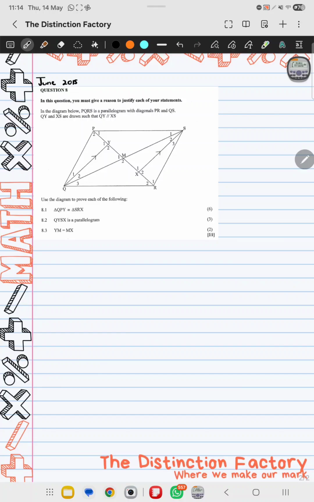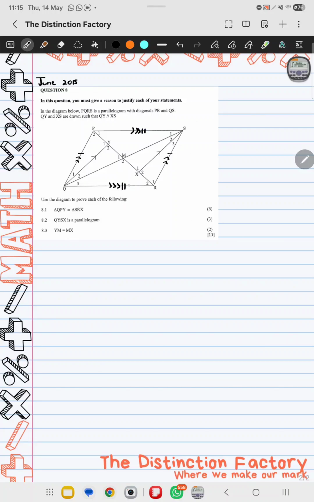So as soon as they tell you what type of shape you have, you're going to go and fill in the properties of that shape that you already know. So for example, because it's a parallelogram, we know that this line is parallel to this line and also equal in length. We know that this line is parallel to this line down here, because opposite sides of a parallelogram are parallel, and this is also equal to this in length.